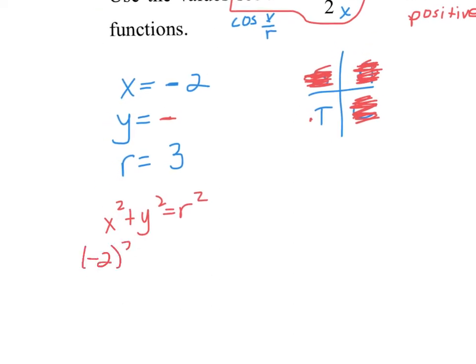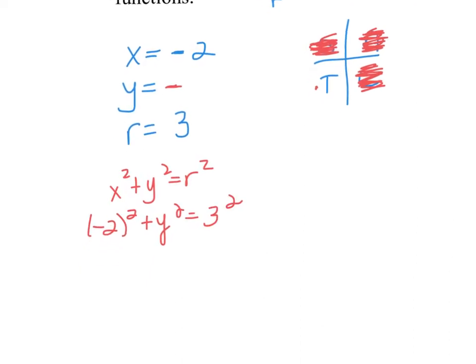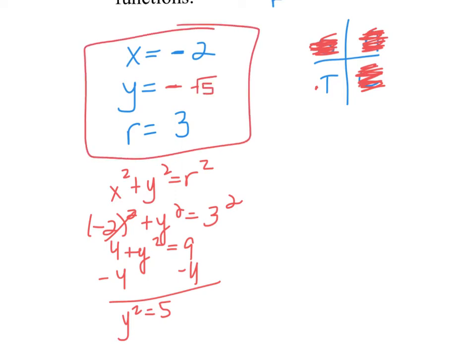So I have negative 2 squared plus y squared equals 3 squared. What's negative 2 squared? 4. Plus y squared equals 9, right? Subtract 4 from both sides, and I get 5. y squared equals 5. So what is the y value? Negative root 5. So these are the values that I'm going to use now to find all the trig functions. But again, if we didn't go through that first little bit, we would have had our signs wrong on the x and y. That's what makes it so important that we do that.